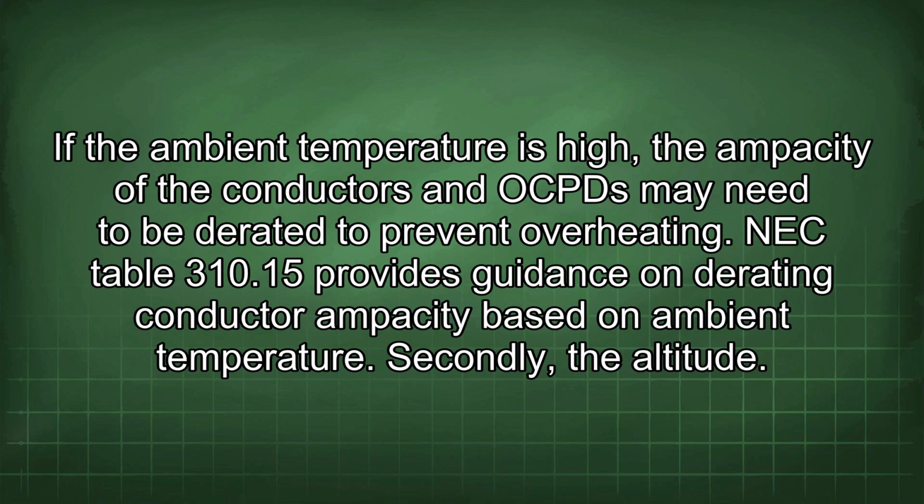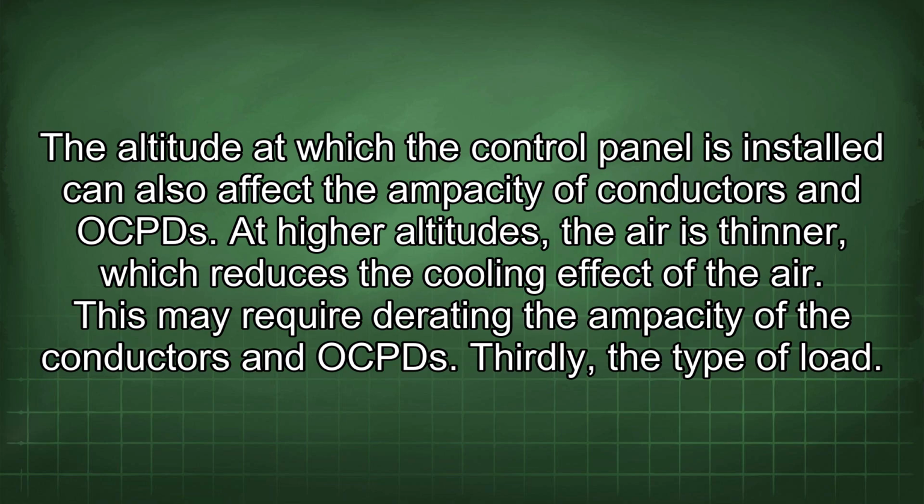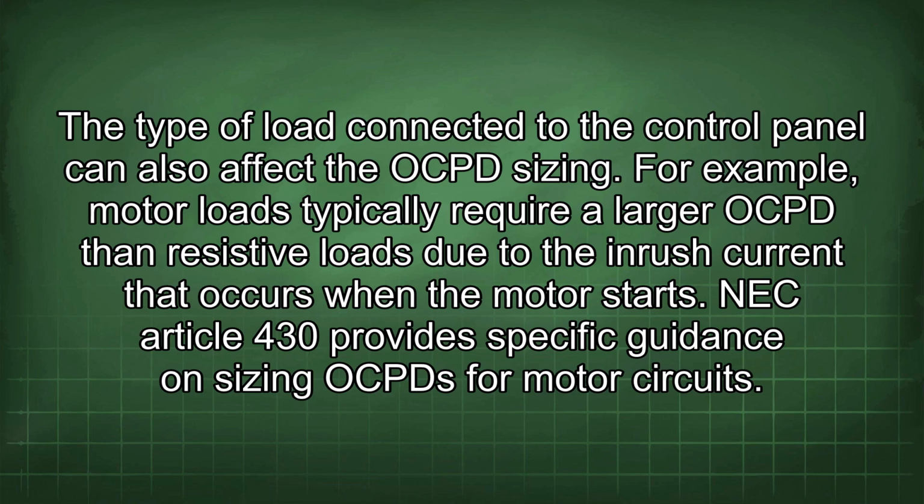Secondly, the altitude. The altitude at which the control panel is installed can also affect the ampacity of conductors and OCPDs. At higher altitudes, the air is thinner, which reduces the cooling effect of the air. This may require derating the ampacity of the conductors and OCPDs. Thirdly, the type of load. The type of load connected to the control panel can also affect the OCPD sizing. For example, motor loads typically require a larger OCPD than resistive loads due to the inrush current that occurs when the motor starts. NEC Article 430 provides specific guidance on sizing OCPDs for motor circuits.